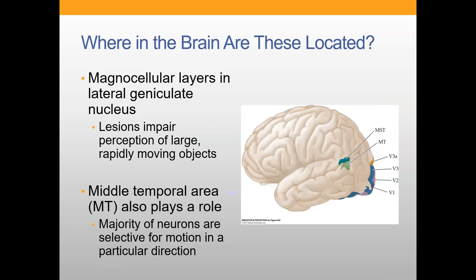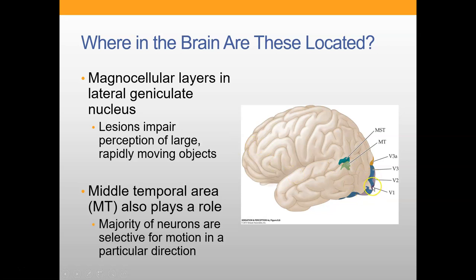So where in the brain are these motion detectors located? One of the first areas that really seems to play a role in this are those magnocellular layers, those rod-driven circuits that make contact in the thalamus. So this really starts in the lateral geniculate nucleus. Researchers have found that if you damage those portions of the thalamus, people have difficulty perceiving large, rapidly moving objects. But we can see that motion detection does happen in early visual cortex.